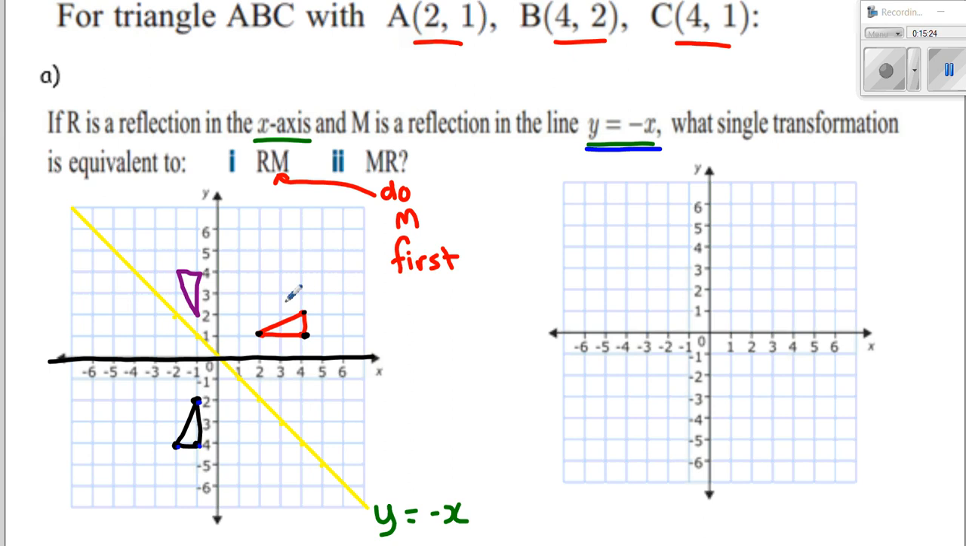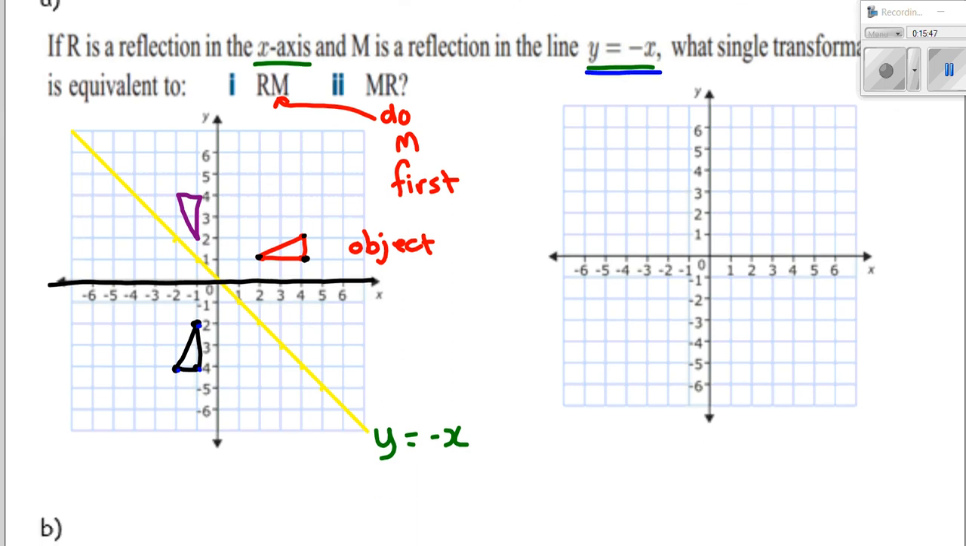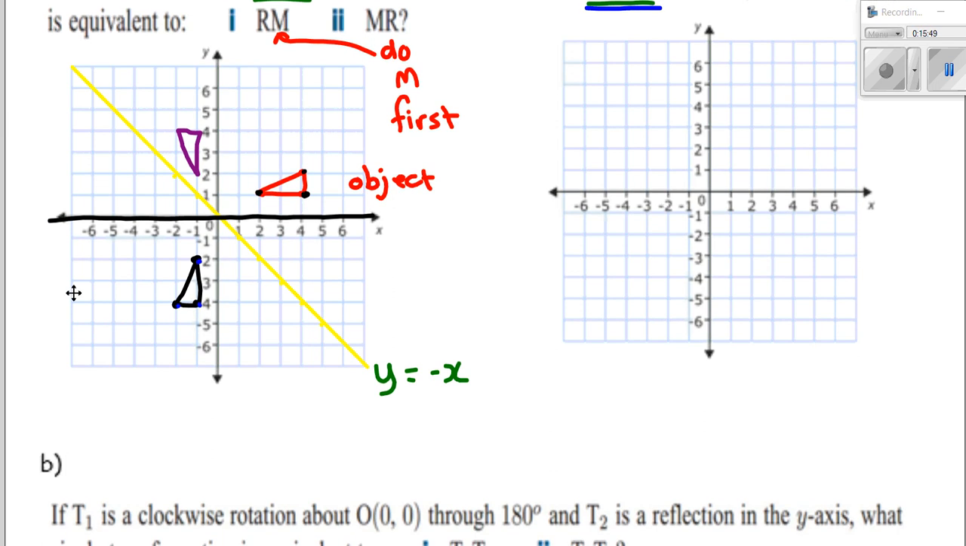So our object was in red, our image is in purple. So here's our object, and purple is our final image. They want to know what is the overall transformation that you see there. So going from the red object to the purple image, how could you describe that as just a single transformation? Pretend that this one down here never even happened. How could you describe going from the red one to the purple one in just one single transformation?